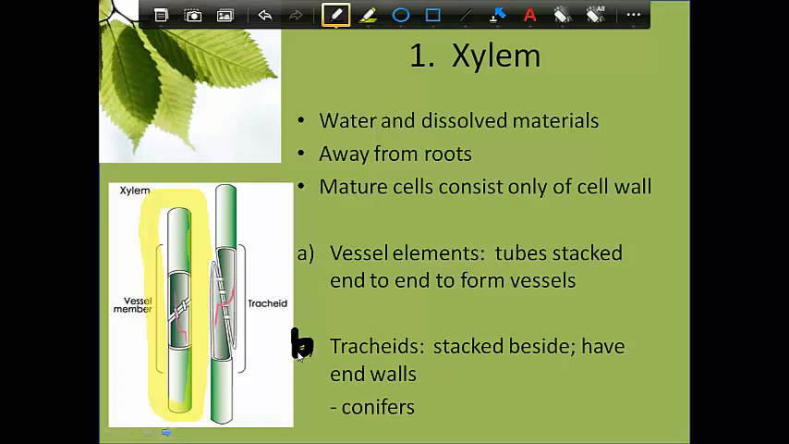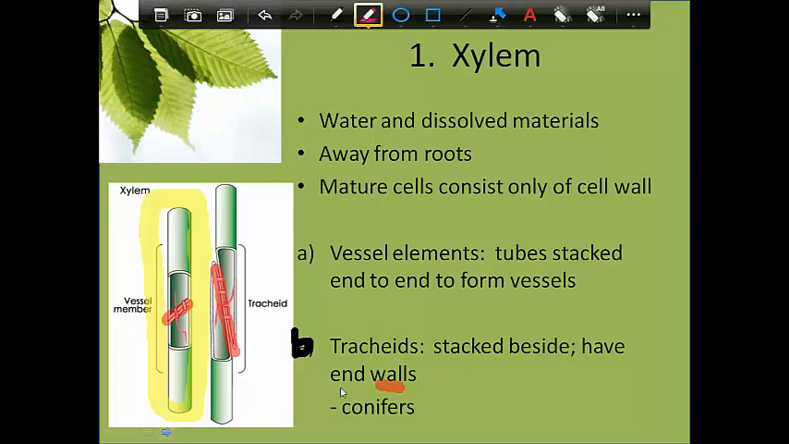They have what are called end walls, and so between them, let's see if I can kind of highlight where that is here. See this little kind of space here where the two sides of the tracheid cells come together? That's that end wall. That is what's characteristic of these tracheid cells. So instead of being end to end, like the vessel elements are, they're stacked side by side, so they have these walls between them.